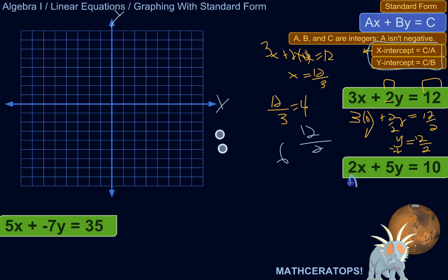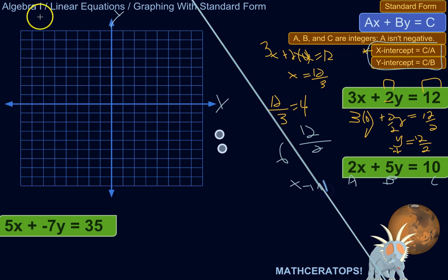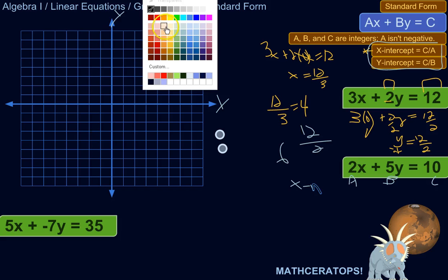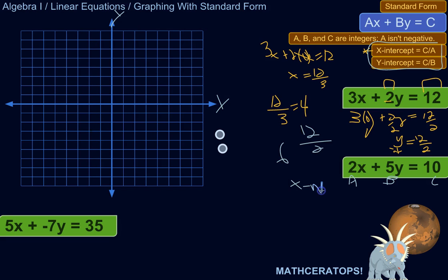So we've got a, b, and c. The x-intercept of this line is c over a. So c is 10, a is 2. So it's 5. 10 divided by 2 is 5. So that's the x-intercept. Let's move that there. 1, 2, 3, 4, 5.